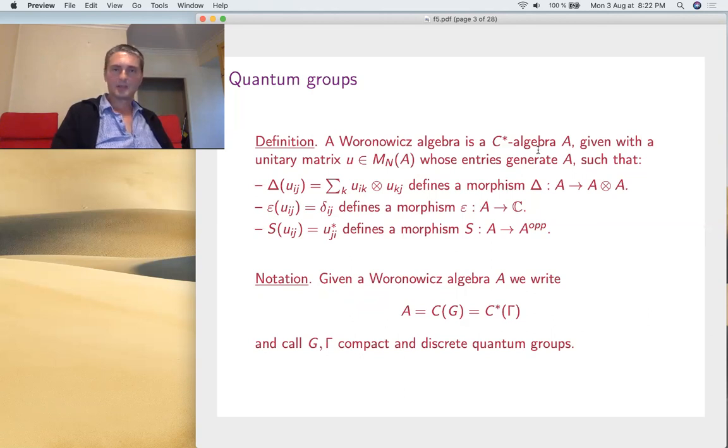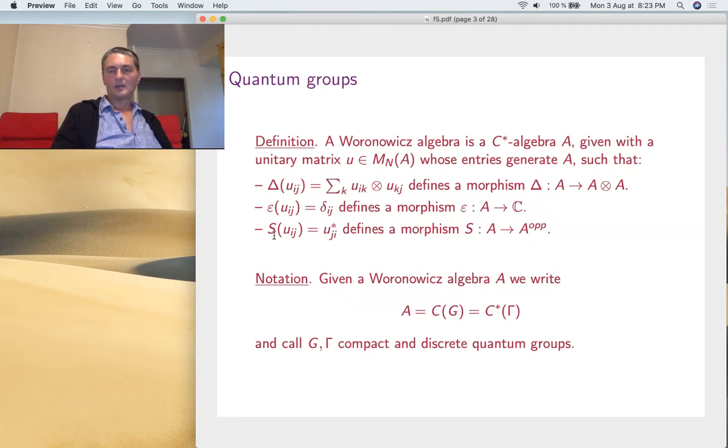These things were discovered by Woronowicz at the end of the 80s. So his formula is as follows. Let's take a C-star algebra A, we call such things Woronowicz algebras, with a unitary matrix u in M_N(A) whose entries generate A, such that you have a delta map, an epsilon map, and an S map given by these formulas here. Delta is called comultiplication, epsilon is called counit, and S is called antipode.